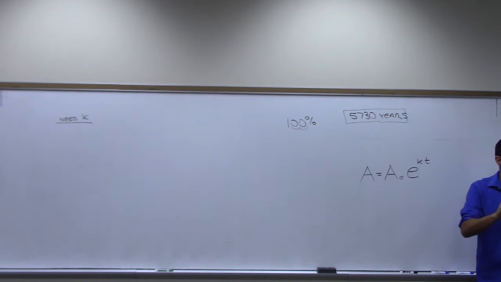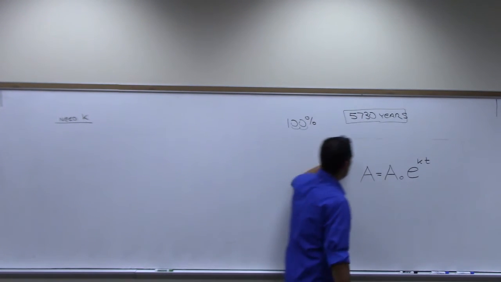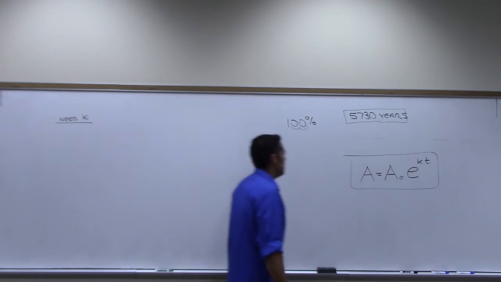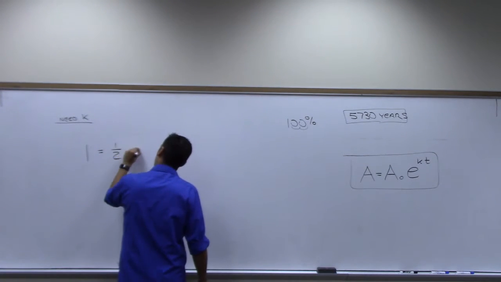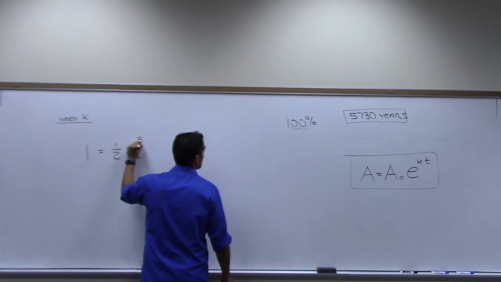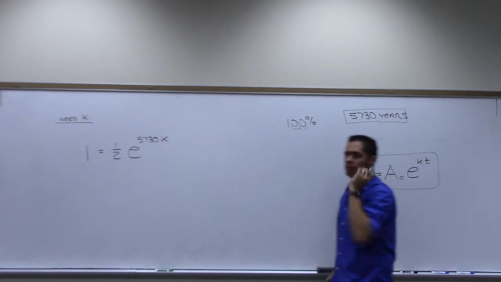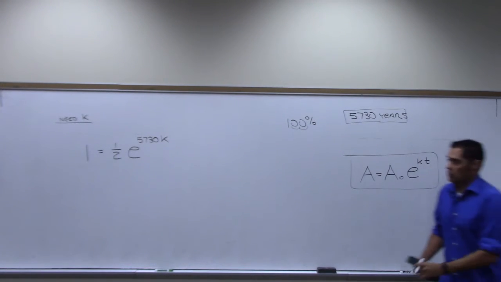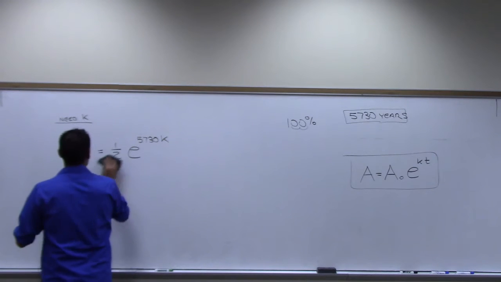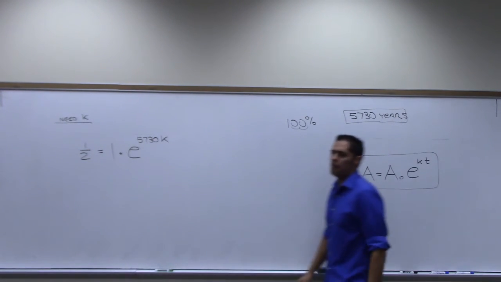5,730 years. Now that's been measured accurately. So look at this formula. I'm going to use this formula again right now, and I'm going to write something down. You just tell me why I wrote this. Why did I write that? Oops, backwards. I wrote that wrong. That's the way I meant to write it.